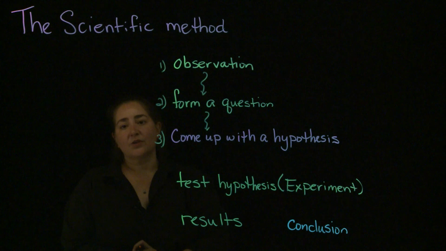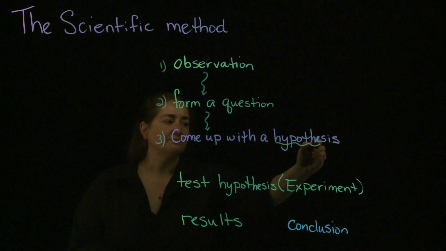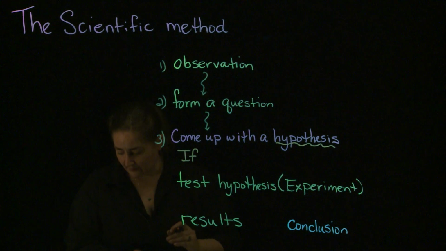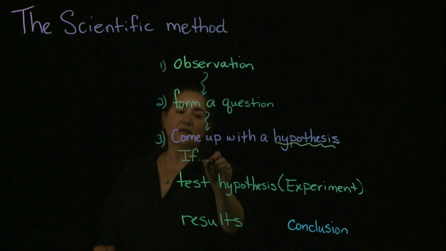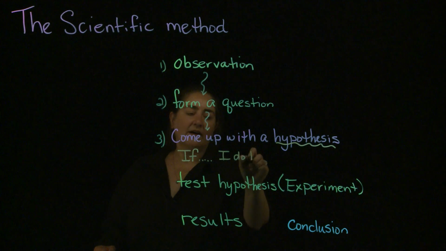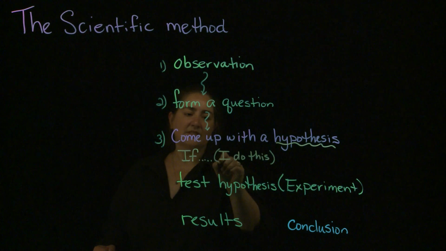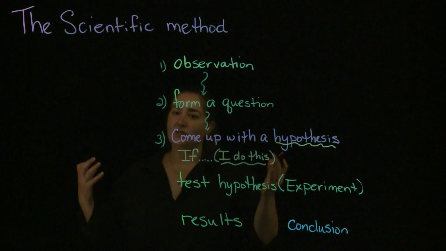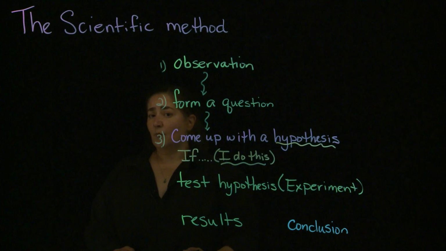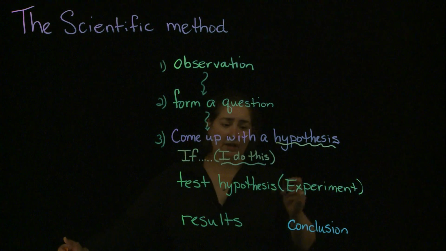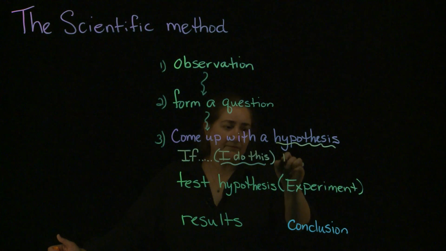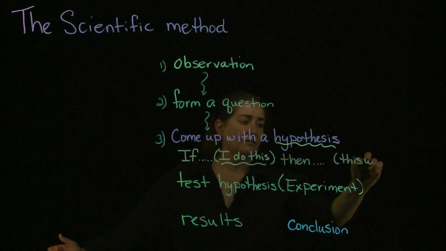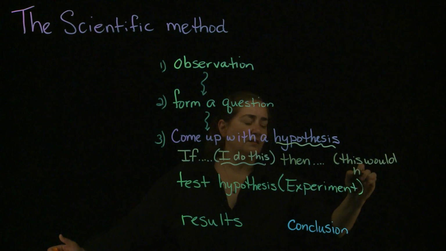Now, typically with a hypothesis, it is written as an if-then statement, okay? So if I do this, and I'm going to put this in parentheses because maybe the do this, all right, is related to something like, maybe if I stop watering my plants, okay, then this would happen.